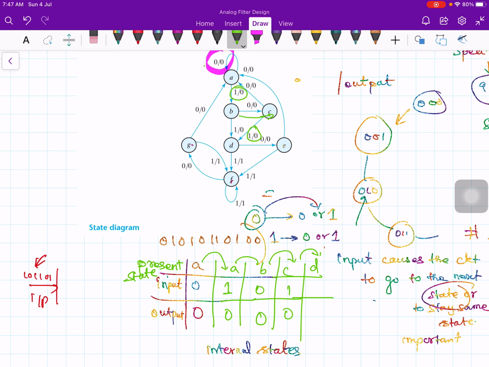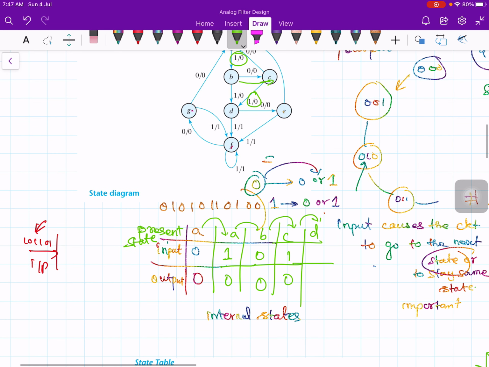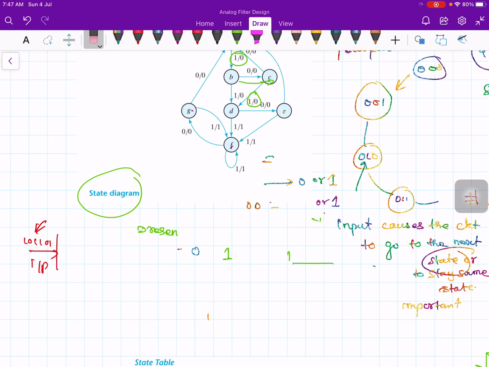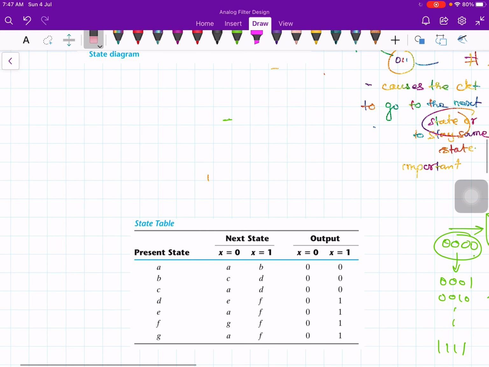First we need the state table, because once you have the state table, it is more convenient to apply the state reduction algorithm. With the state diagram it is a little difficult. So let us try to form the state table. The state table is given here. There are 3 sets of columns, and you have the present state.